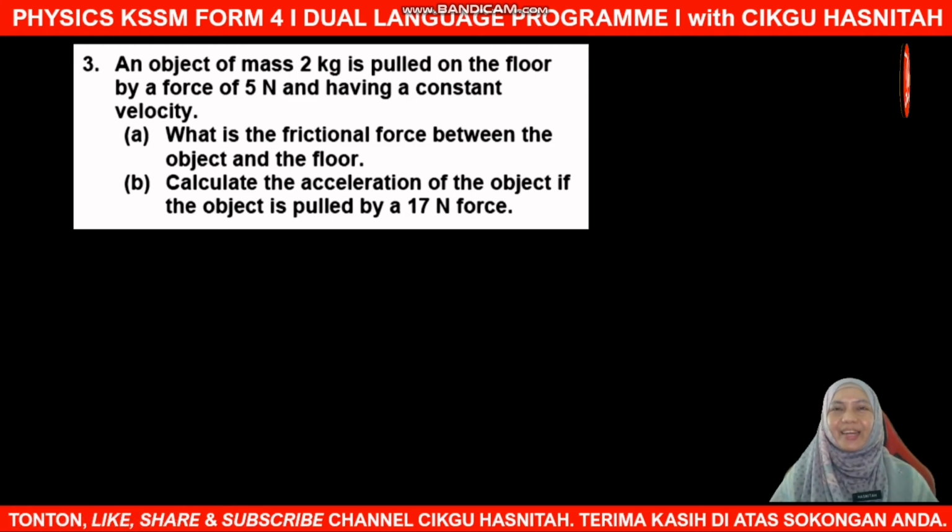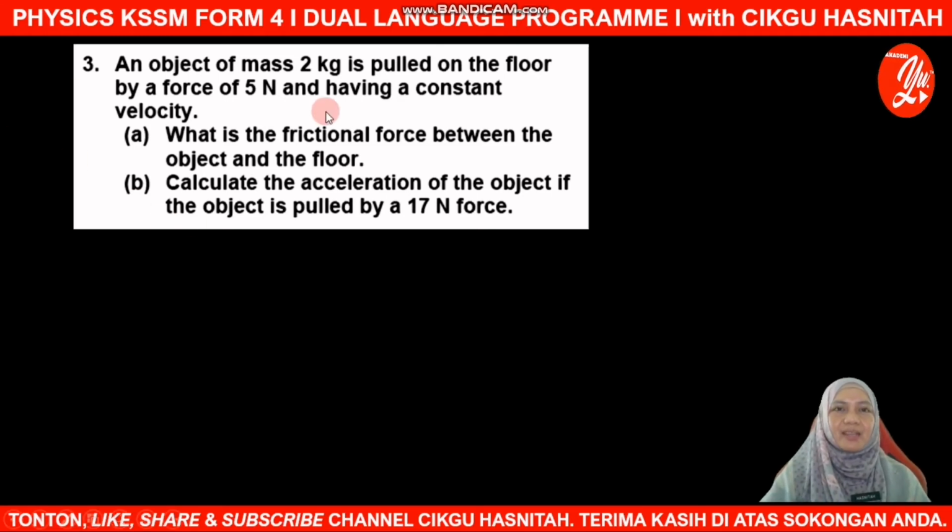Okay, students, so let us now deal with a more challenging question. Question 3. You are given an object of mass 2 kg pulled on the floor by a force of 5 Newton and having a constant velocity. The first question is, what is the frictional force between the object and the floor? Second, find the acceleration of the object if it is now pulled with a new force of 17 Newton. So any idea how to find the frictional force?